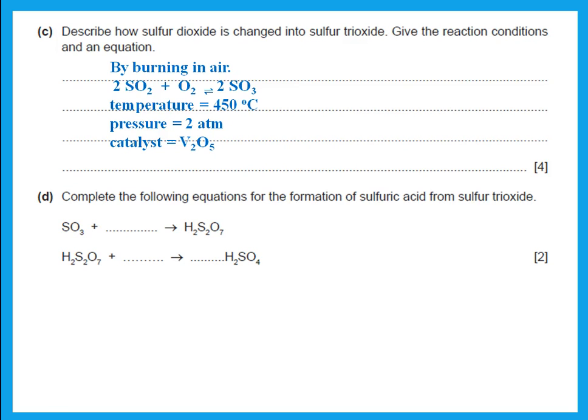And then complete the equation for formation of sulfuric acid from sulfur trioxide. What do we do to the sulfur trioxide to change it to sulfuric acid? We first add a little bit of sulfuric acid, so that forms oleum. And then we dilute the oleum with a little bit of water to form sulfuric acid.